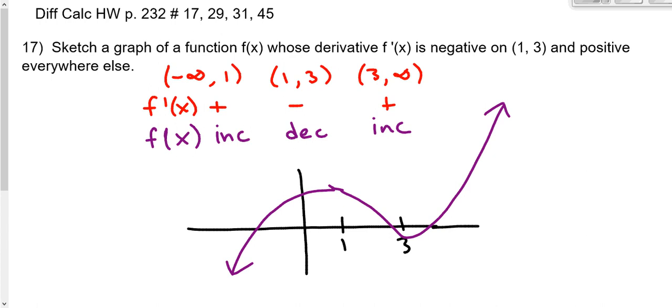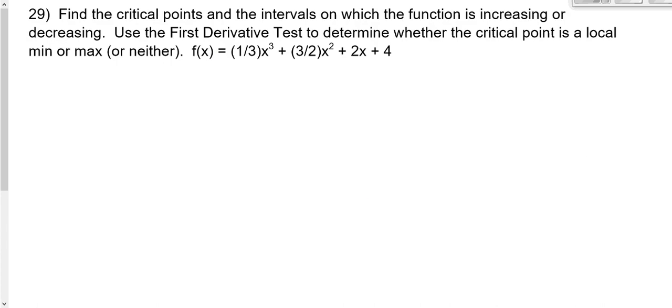Okie dokie. Next problem, 29. Find the critical points and the intervals on which the function is increasing or decreasing. Use the first derivative test to determine whether the critical point is a local min, max, or neither. Okay, so we need to start by finding our derivative. And the derivative of 1/3 x cubed would be x squared. The derivative of 3/2 x squared would be 3x. And the derivative of 2x would be 2, and the derivative of 4 would be 0. Now that's not going to be undefined anywhere, so we're just going to find where it equals 0.